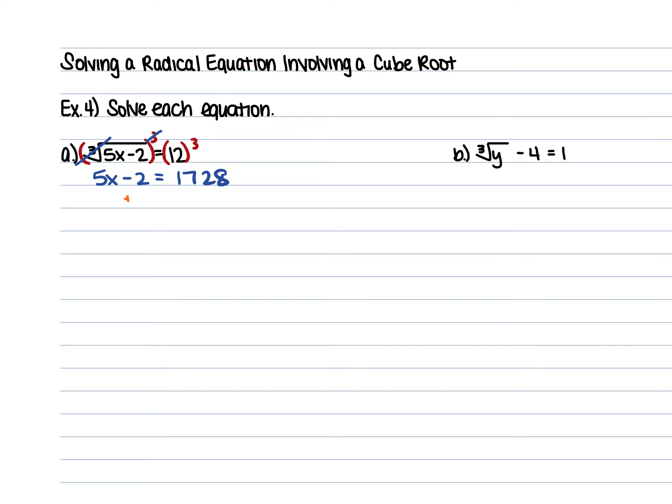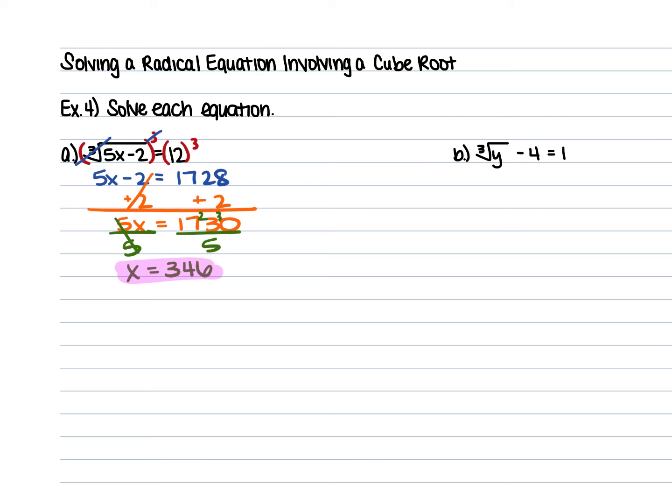From here, you're going to add the 2 to both sides. You'll be left with 5x is equal to 1730. From there, you're going to divide each side by the 5. 5 goes into 17 3 times with 2 left over. 5 goes into 23 4 times with 3 left over. 5 goes into 30 6 times. So x is equal to 346.